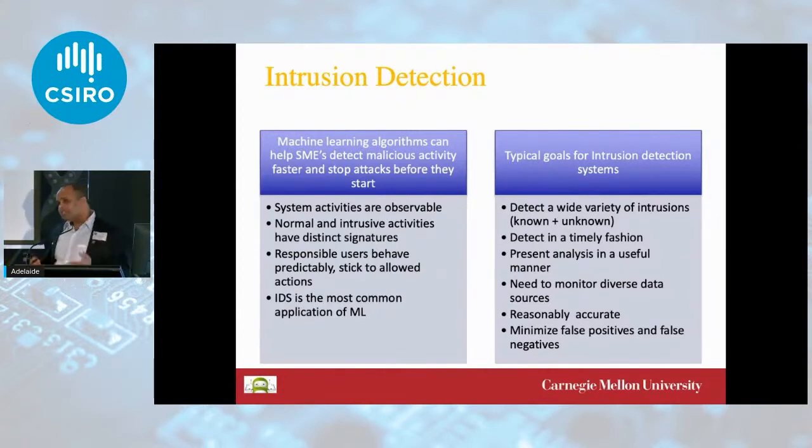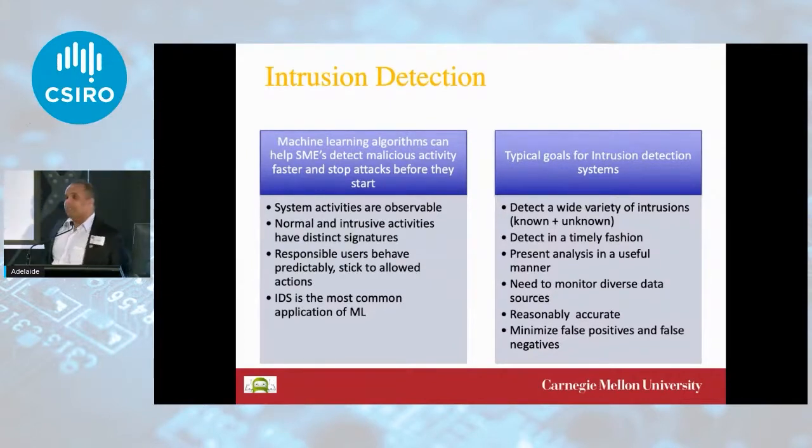There are some assumptions for this, though. The assumption is that you can observe system activities, and normal and intrusive activities have distinct signatures, right? And so that's why when someone is able to smartly couch an abnormal activity as a normal one, your machine learning algorithms are going to struggle, right? So, responsible users, I guess, behave in a predictable manner. That's the assumption, and that's what is used.